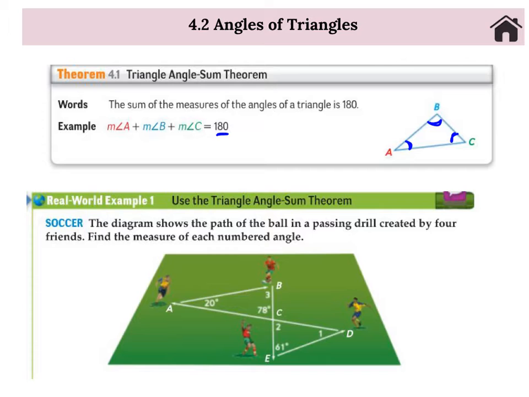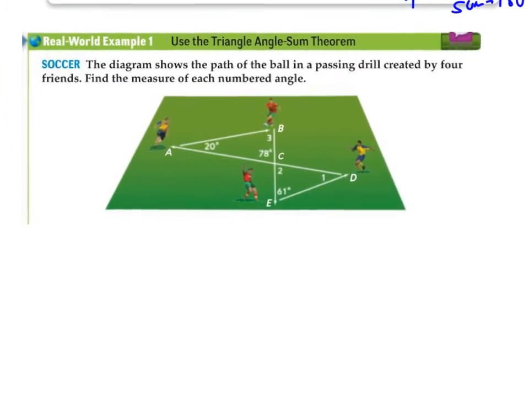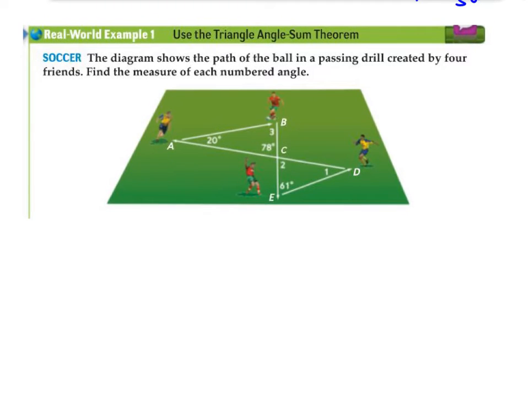Okay, so it doesn't really matter what these angle measurements are, as long as all three of them together add up to be 180, then we are in fact having a triangle, and it proves the triangle angle sum theorem. Wow, that's a mouthful. Okay, so as far as an example goes, we are given a soccer field.